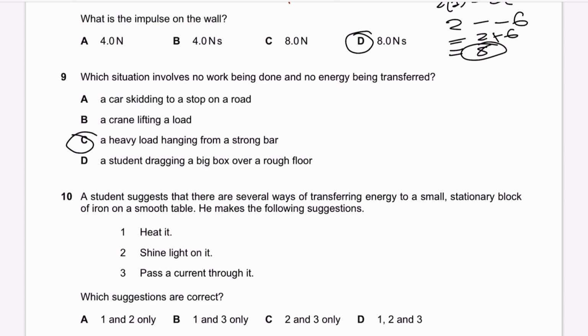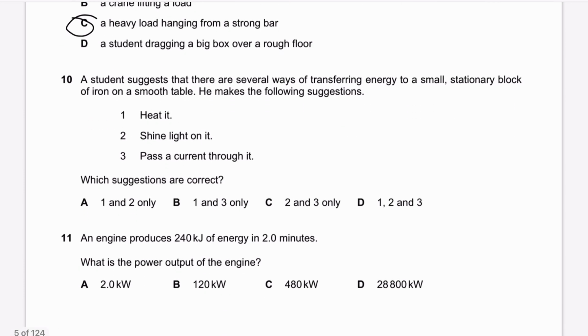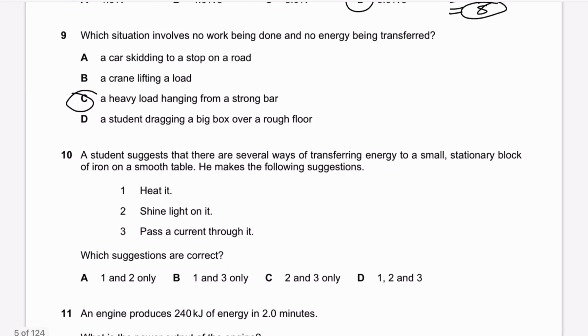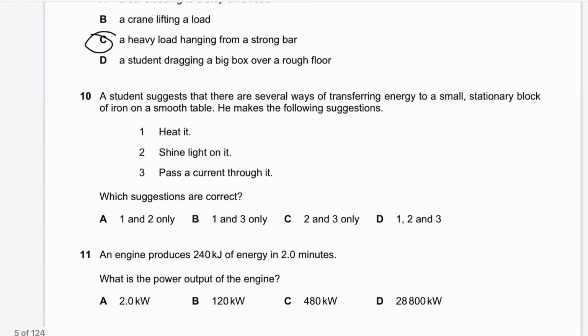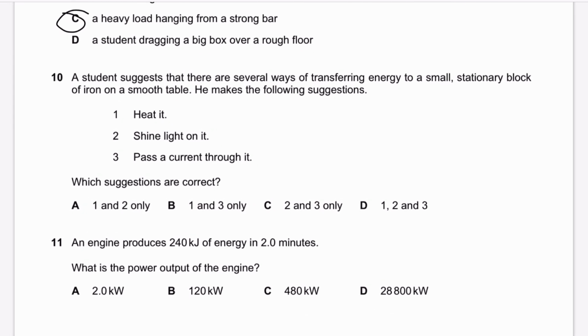D is a student dragging a big box over a rough floor. Obviously, work is being done there. Because the formula of work itself is force into distance, so it is being dragged, it's covering distance, and a force is being applied to it. So obviously work is happening.